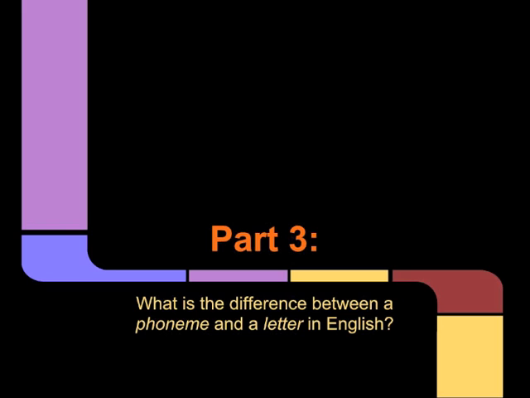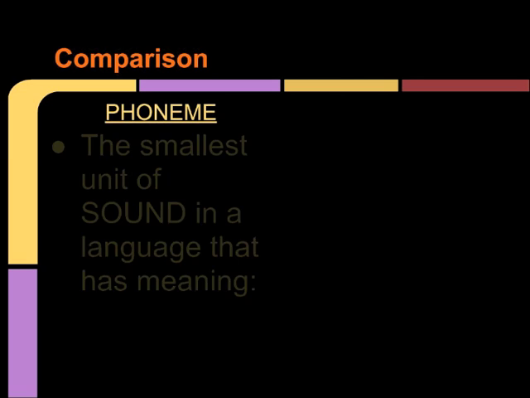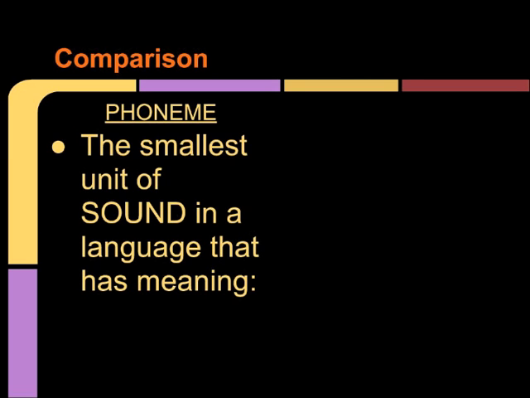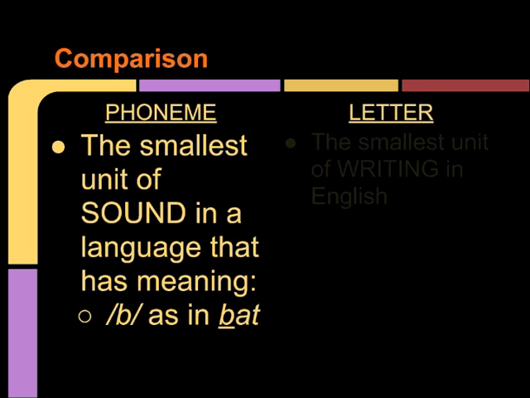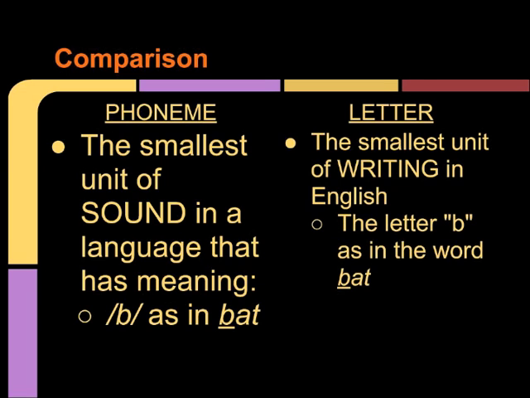Part 3. What is the difference between a phoneme and a letter in English? Again, a phoneme is the smallest unit of sound in a language that has meaning. For example, B as in bat. A letter is the smallest unit of writing in English. The letter B as in the word bat.